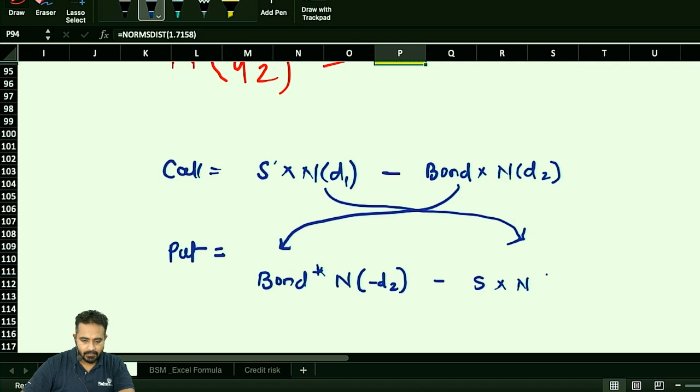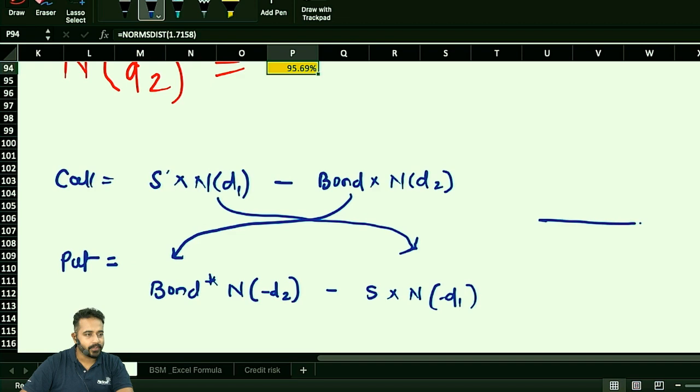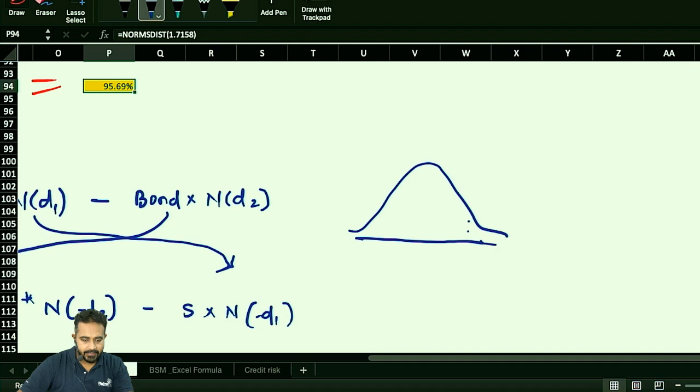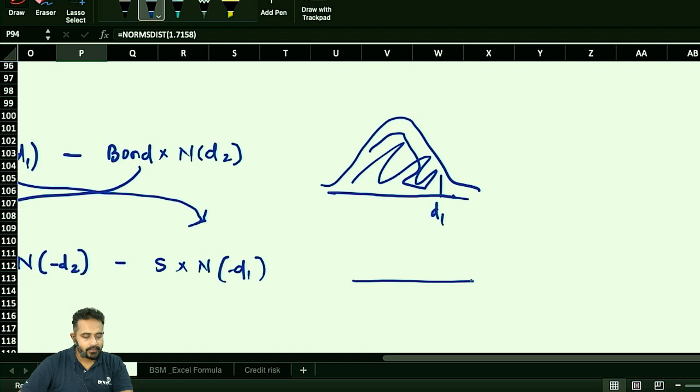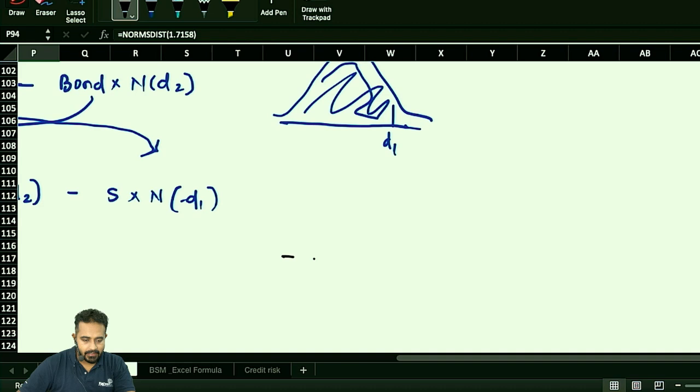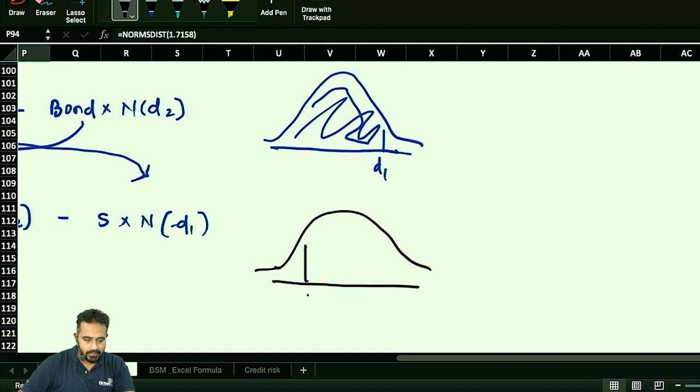Okay, and again, it's not difficult, right? The way you want to think of it, if you know basic normal distribution, if d1 is here, we are looking at this entire probability. So what is a negative d1? If I take a negative d1, we are looking at this probability. Now the laws of symmetry work. The laws of symmetry basically says that this probability should be same as the probability on the right of d1 as well. So technically we are looking at either the left hand side of the probability or right hand side.